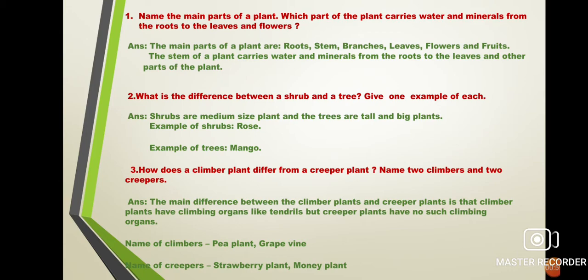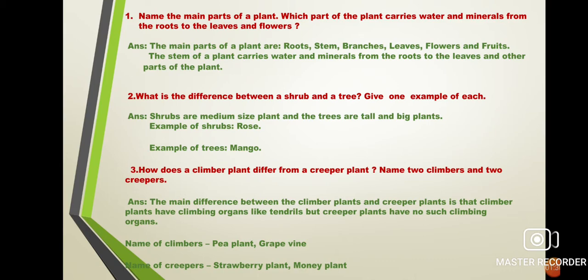Now, question number 2. What is the difference between a shrub and a tree? Give one example of each. So shrubs are medium sized plants, and trees are tall and bigger plants. Understood? One more difference: shrubs branch out from near the ground, whereas the stem of a tree first grows to a certain extent and then it gets branched.